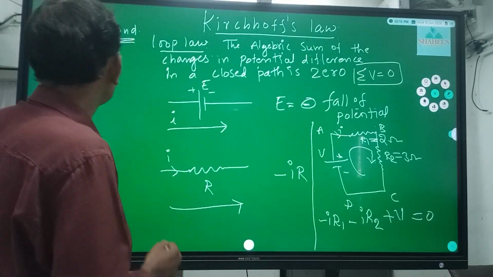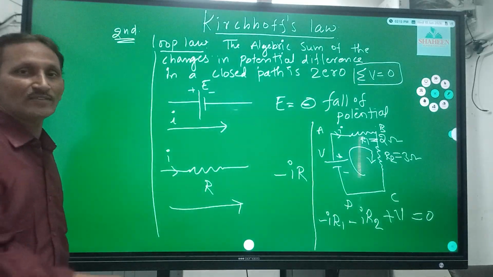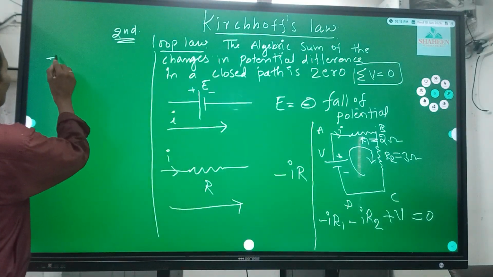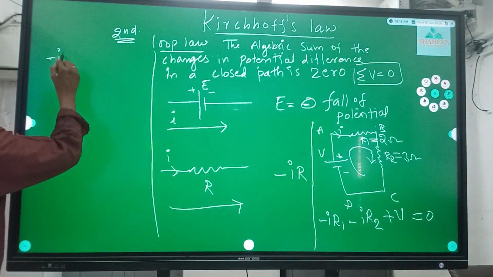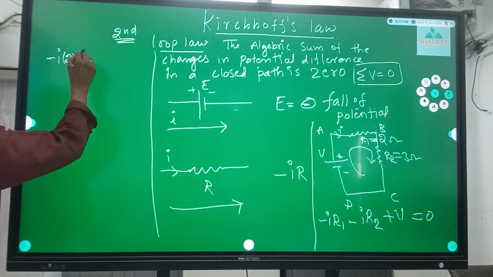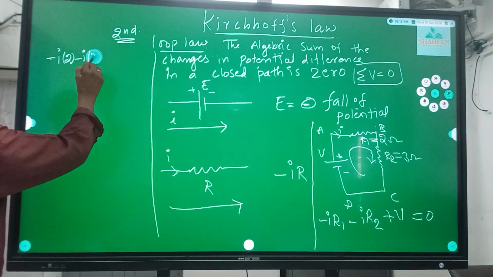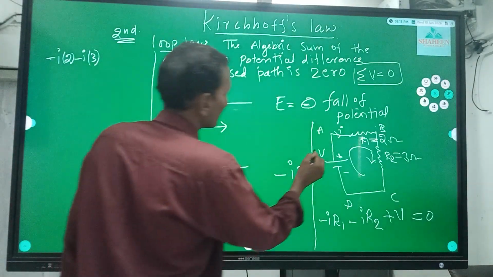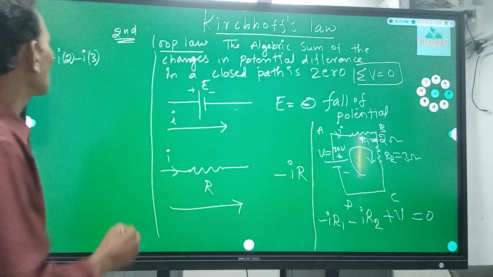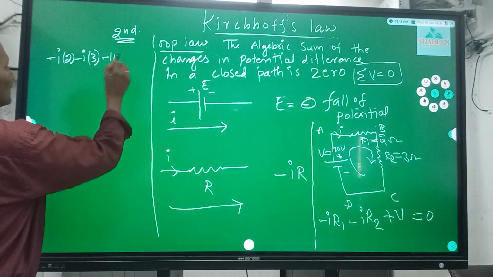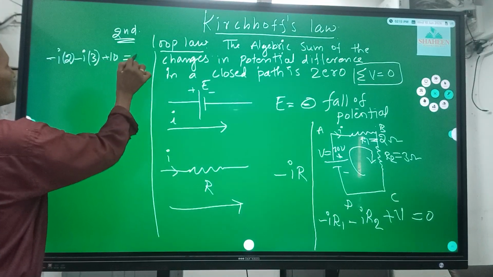Now when you substitute in this formula, we can calculate the current. So this is minus I times R1, which is 2 ohms, minus I times R2, which is 3 ohms. Now take the voltage as 10 volts. A 10 volt supply battery is connected. So here plus 10, you are taking plus 10 here. So plus 10 is equal to 0.